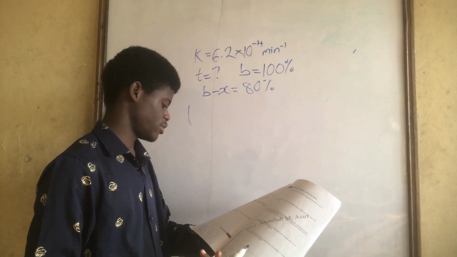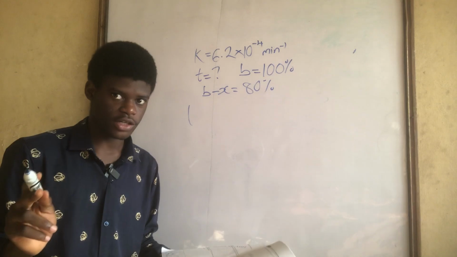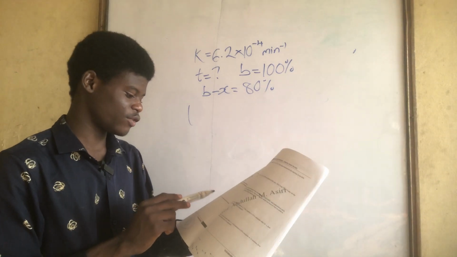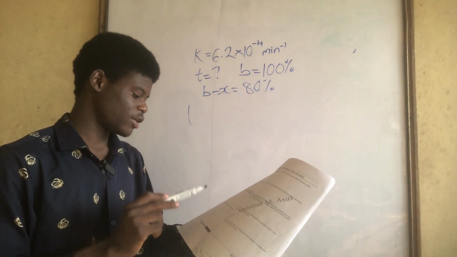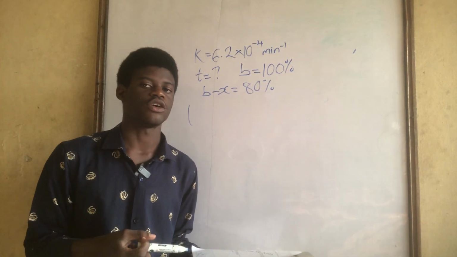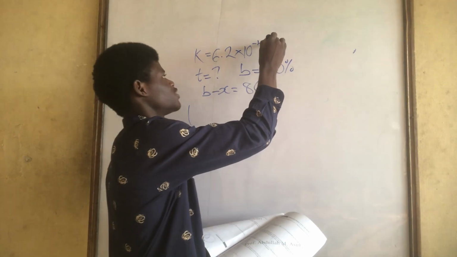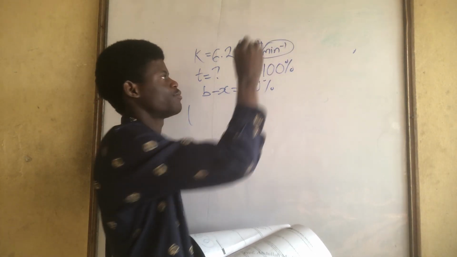Okay, yeah, it's a first order reaction. Here you see they didn't mention it's a first order reaction. They said the rate constant for the following reaction is this. How many minutes are required? They didn't mention it's a first order reaction, but how do you know if it's a first order or a second order reaction? If you look at the rate constant, the unit of the rate constant is per minute.